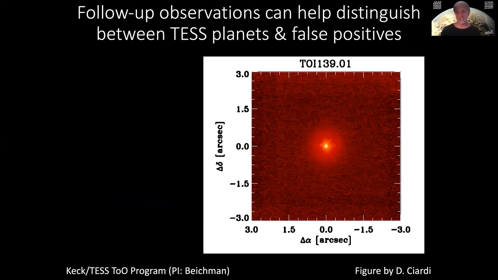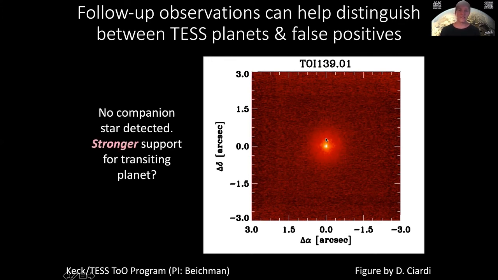So as a quick refresher, let's take a look at some of the work done by subgroup 3. Here, what you see is an image in declination versus right ascension space of a planet candidate host star known as TOI, or TESS Object of Interest, 13901. In this case, what you see is that it's just a single point of light. So that tells us that this star is on its own.